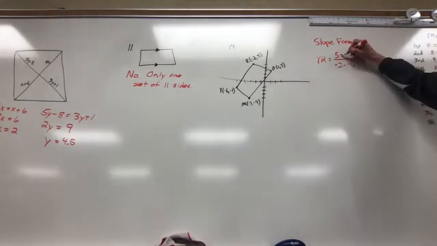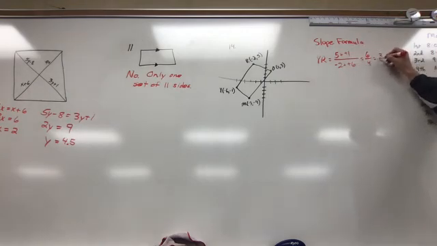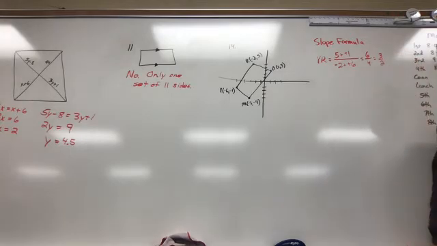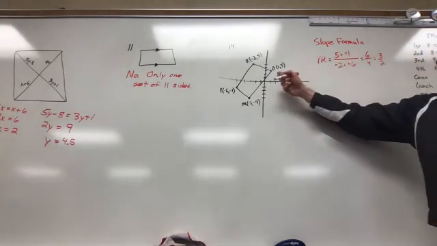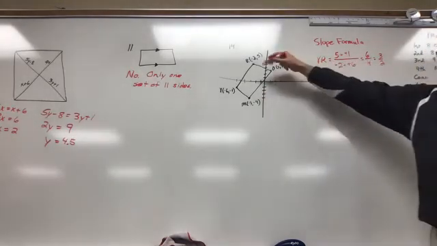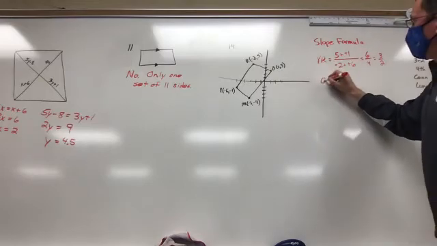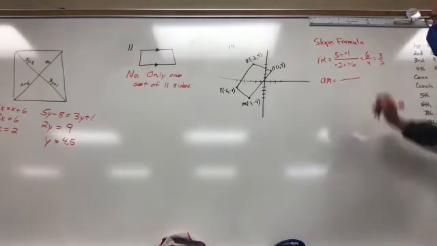And if you take care of your double negatives, those will become positives. 5 plus 1 is 6. Negative 2 plus 6 is 4. 6 over 4 reduces to 3 over 2. That's the slope of YR. If the slope of OM has the same exact slope, 3 over 2, then we know those lines are parallel. So let's check out OM and see what its slope is.